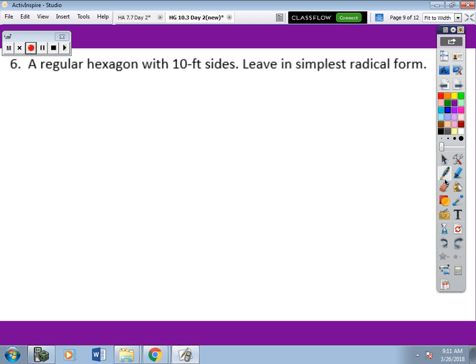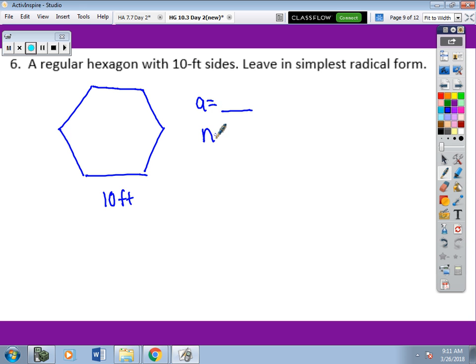All right, we have a hexagon with 10-foot sides. So let's go ahead and draw a hexagon. You're going to see the hexagon a lot. The hexagon always makes 30, 60, 90 right triangles, so you'll see it quite a bit. So right now we don't know the apothem. We do know that the number of sides is 6, and we know that a side length is 10.